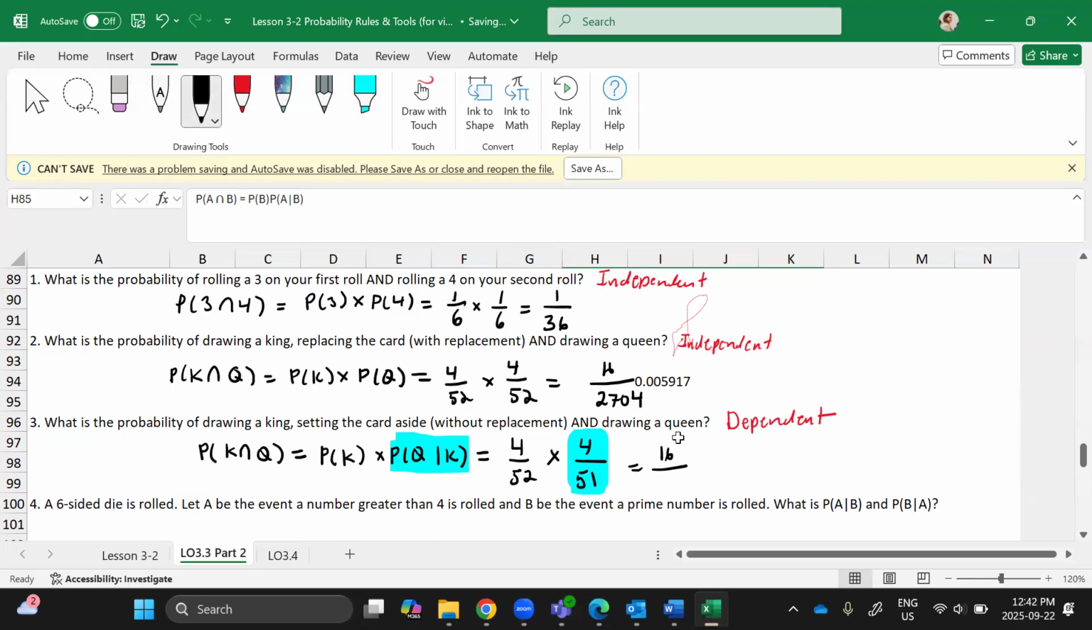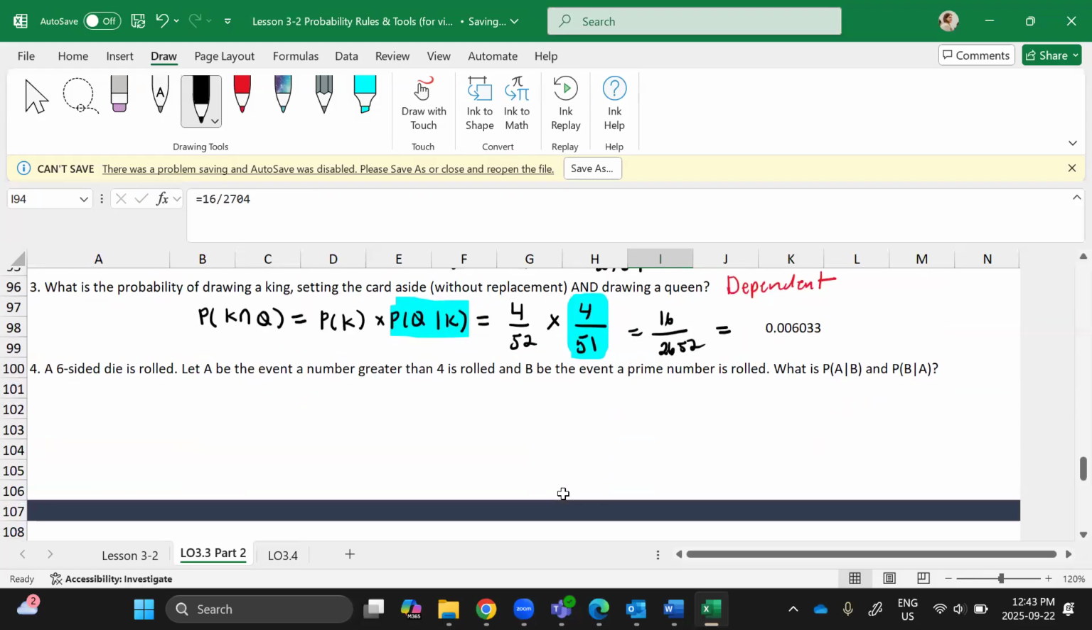This is going to be a slightly different number than before, because 52 times 51 is 2,652. If you want to actually find out what the decimal is, then it will be 16 divided by that number, 0.006. Just a little bit higher than the previous answer. So the with replacement versus without replacement does slightly change the answer, because you're changing how many cards you get to select from.